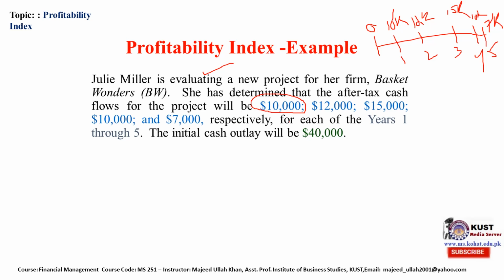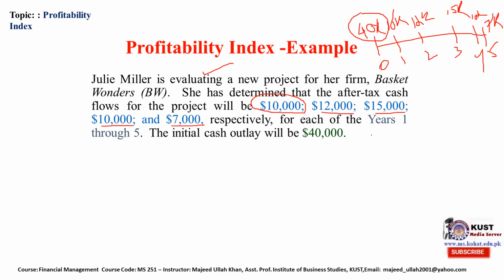So 12,000 for the second, 15,000 for the third, 10,000 for the fourth, and 7,000 for the fifth year respectively, for each of the years 1 through 5. The initial cash outlay is 40,000. So here is the 40,000 initial cash outlay. We will show it with a negative sign in NPV. So this is basically year 0. What is the profitability index? We will calculate it.